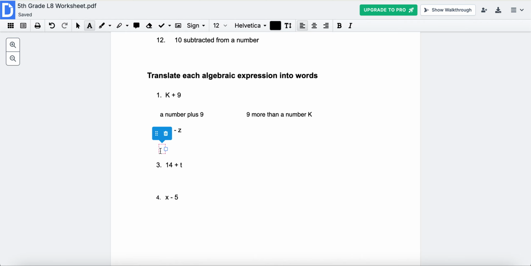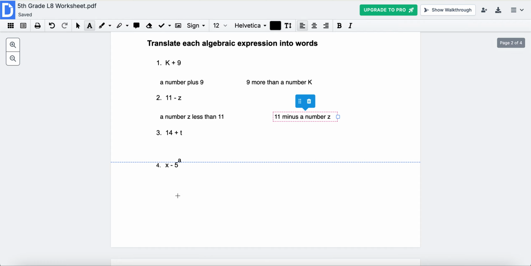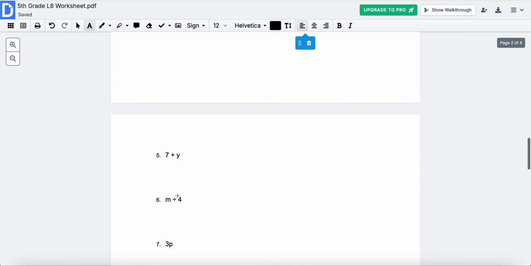I like this one: a number z less than 11. Or you can also do 11 minus a number z. They're both perfectly fine. It's just the form, and it's up to you. Number 3 and 4 is what we did.